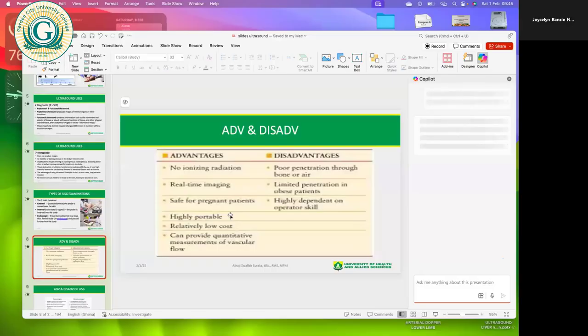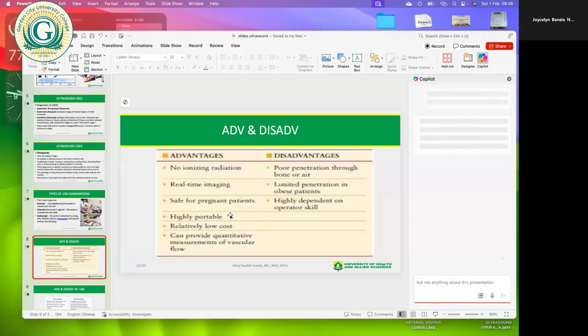Then we have its high portability. Most of us have seen ultrasound equipment that is very portable. In recent times, we have just the probes where you connect the probe to your smartphone via Bluetooth and then use the equipment. The equipment would be a tiny thing like a MiFi device. So that would be your probe. You put your gel on the probe and then put it on the patient, and it will send the images directly to your connected smartphone.